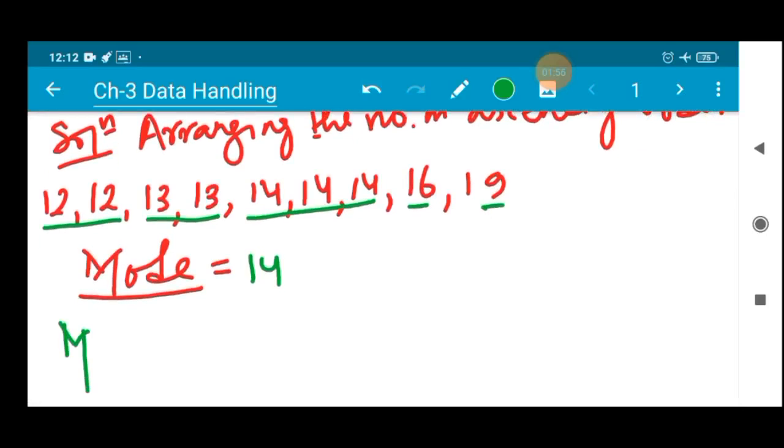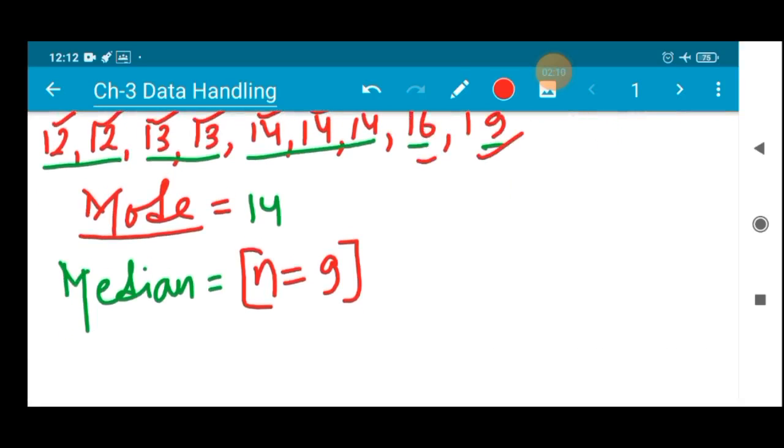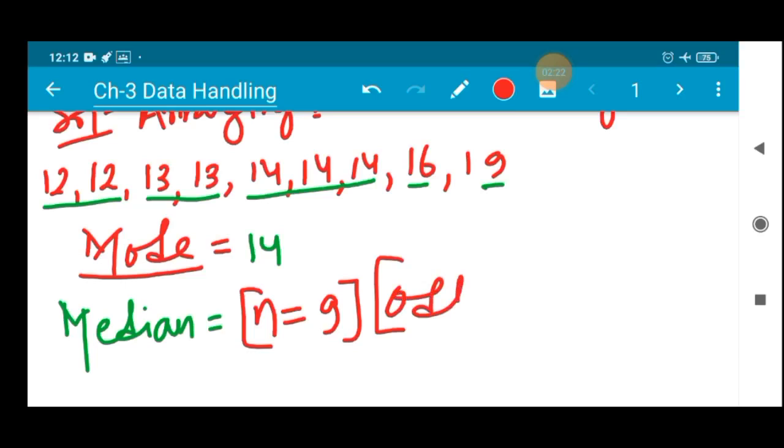Alright, so next we will be finding the median. In order to find the median, you should first know the number of observations. So our n value is 9. We have already calculated that: 1 2 3 4 5 6 7 8 9. Right, it is 9. So if 9 is the number of observations, then you have to verify whether it is odd or even. n is 9, so it is odd.